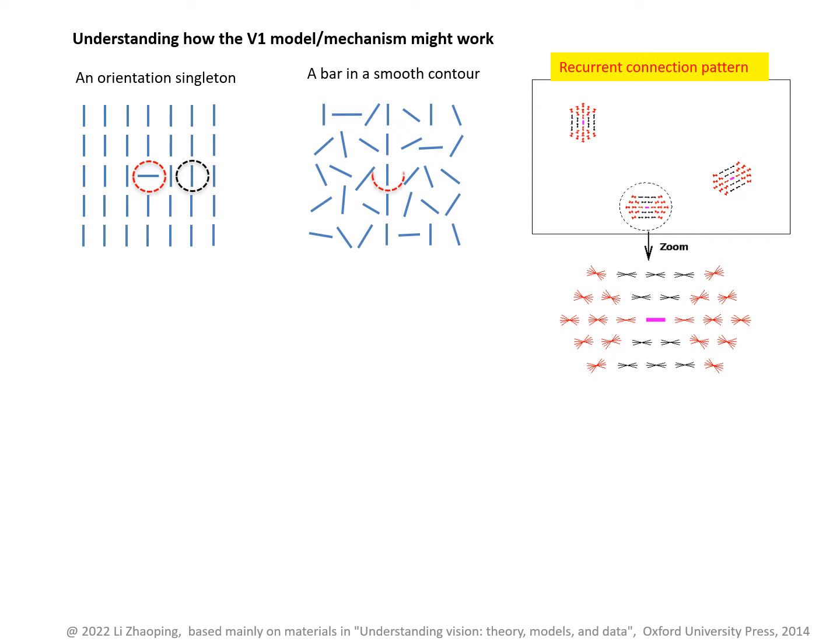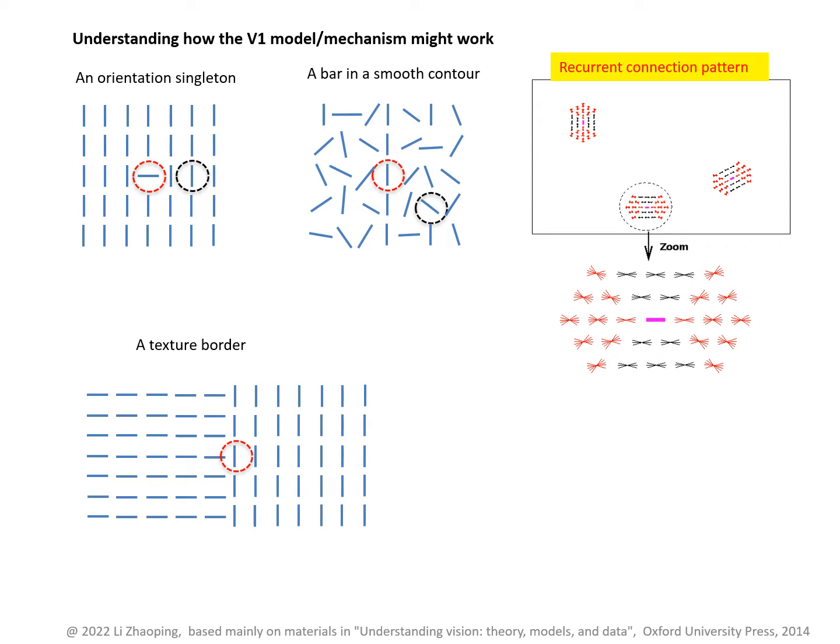When we have a bar in a smooth contour, this bar could evoke a higher response than the typical background bar because the model has the collinear facilitation inspired by physiological data. When we have a texture border, this border bar is under collinear facilitation from above and below, and iso-orientation suppression from the right side. However, for a non-border bar, the suppression is additionally from the left side, making the response lower. This is analogous to the situation in any typical texture bar away from the texture border.